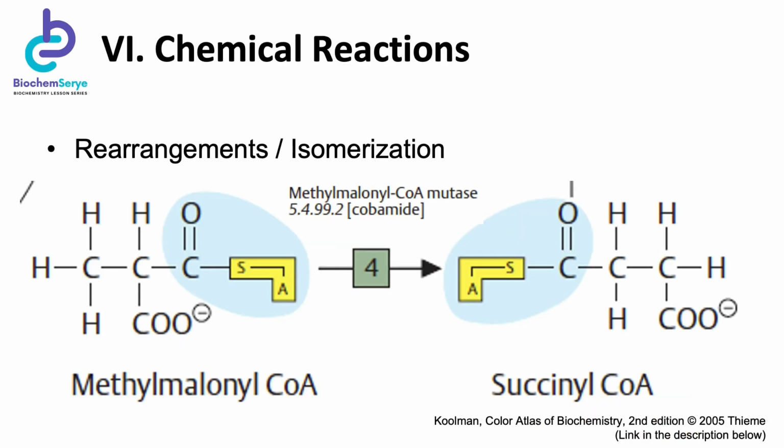And lastly, let us look into the rearrangement reactions exemplified by isomerization reactions. In rearrangements, groups are shifted within one and the same molecule. Examples of this in biochemistry include the isomerization of sugar phosphates and of methylmalonyl coenzyme A to succinyl coenzyme A, as seen here.